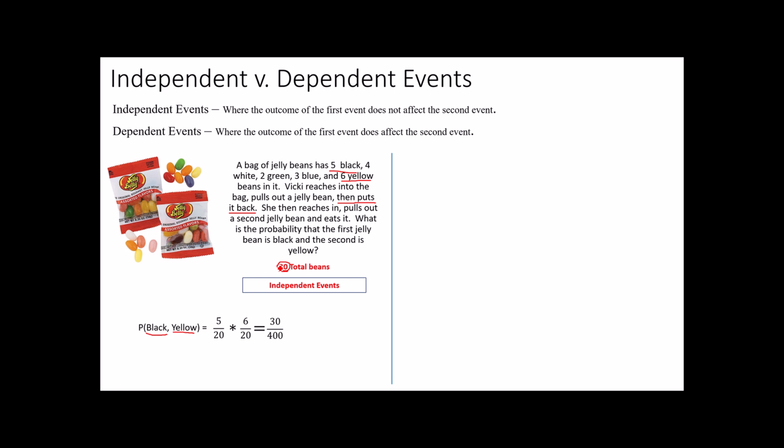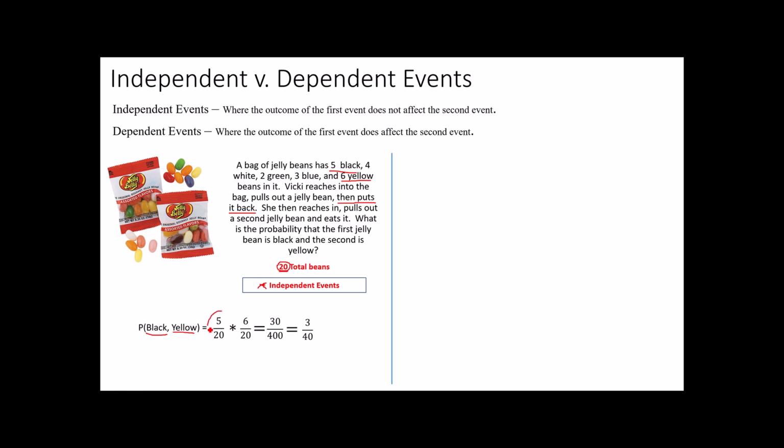In my class, my students would not be allowed to leave it that way. They would have to simplify that to 3/40ths. I might ask them to convert that to a decimal or percent as well, but that's not really what we're talking about here today. Not too bad, right? Especially when the first outcome does not affect the second. Independent events are the easier of the two to work with.